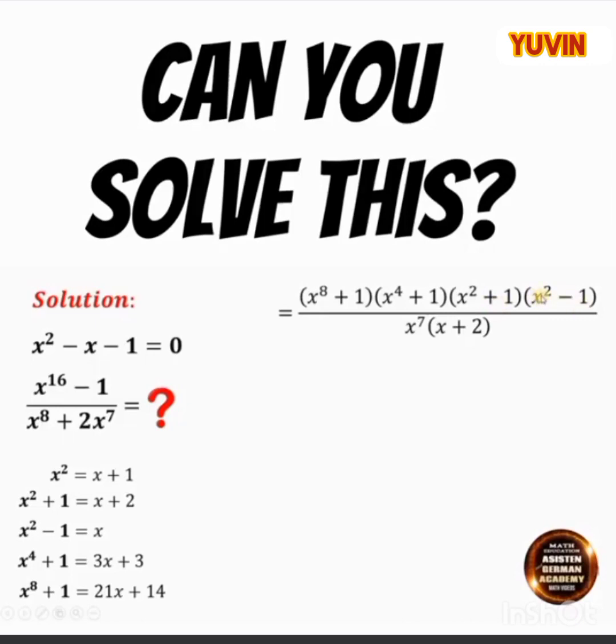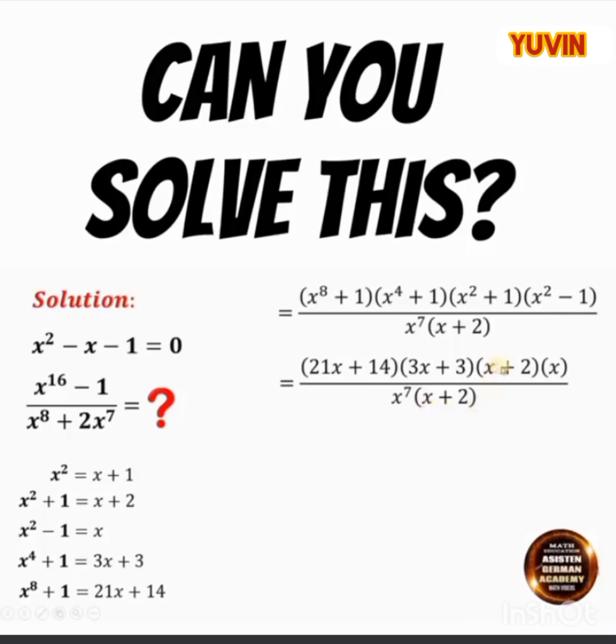Those expressions are familiar because we know that x squared plus 1 must be x plus 2, x squared minus 1 is x, x to the fourth plus 1 is 3x plus 3, and x raised to 8 plus 1 must be equal to 21x plus 14. Therefore, we can substitute all those values to our expression. If we do that, we get 21x plus 14 multiplied by 3x plus 3, which is x to the fourth plus 1, multiplied by x plus 2, which is x squared plus 1, and multiplied by x, all over x raised to 7 multiplied by x plus 2.